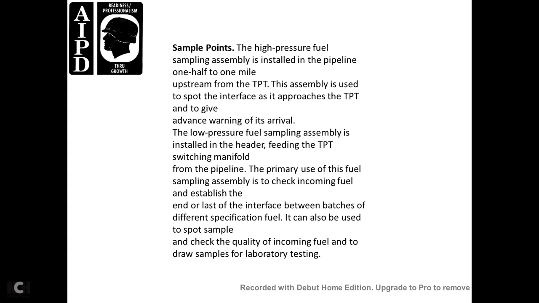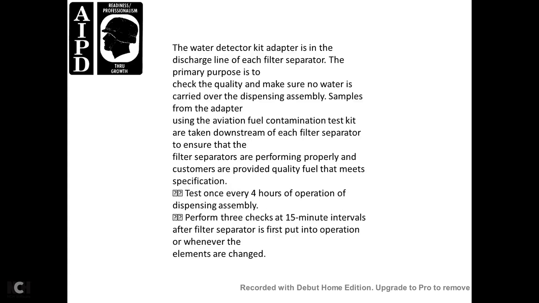Switching manifold with the pipeline. The primary use of the fuel sampling assembly is to check incoming fuel and establish the last interface between batches, differences of specification, and it can be used at the spot. Sample and check the quality of incoming fuel, drawing samples for laboratory testing.